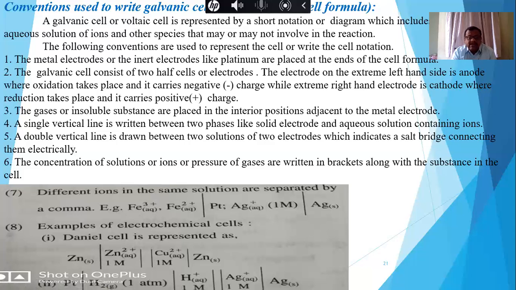Now, an example by which we can write the conventions of an electrochemical cell is the Daniell cell. This Daniell cell can be represented as Zn solid, a single vertical line, Zn2+ at 1 molar concentration, a double vertical line, then Cu2+ aqueous 1 molar solution, a single vertical line, and lastly Cu. In this way, we can represent a Daniell cell.